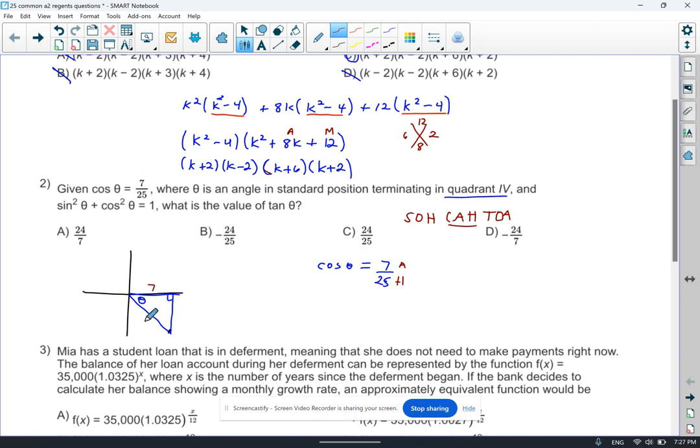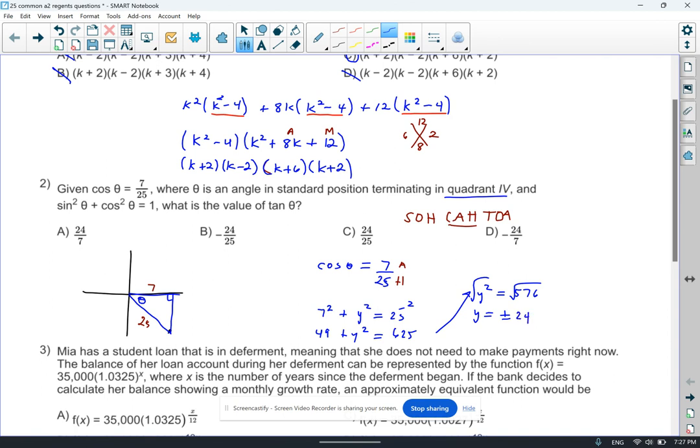So here's my adjacent side, here's my hypotenuse, and now I have to find the vertical side. And so to do that, I'm going to use a squared plus b squared equals c squared. Good old Pythagorean theorem. So that's 49 plus y squared is equal to 625. I subtract 49 from both sides, so I get y squared is equal to 576. I now take the square root of both sides, so y is equal to plus or minus 24.